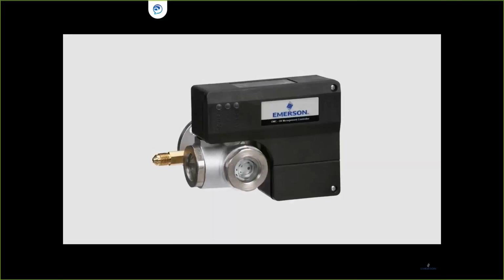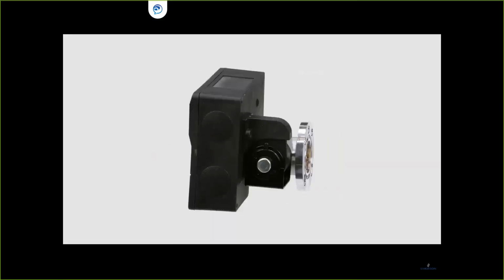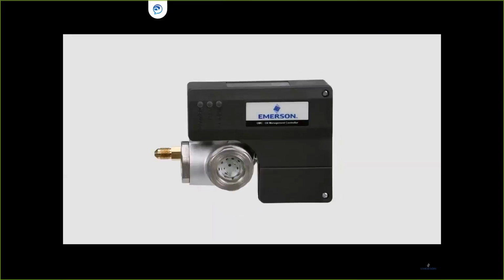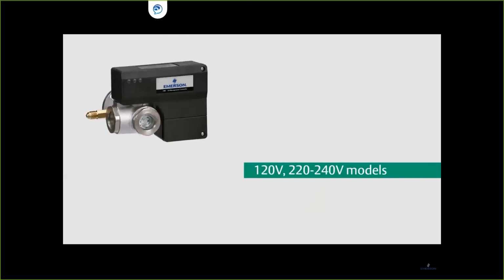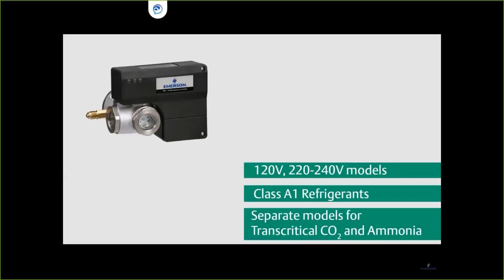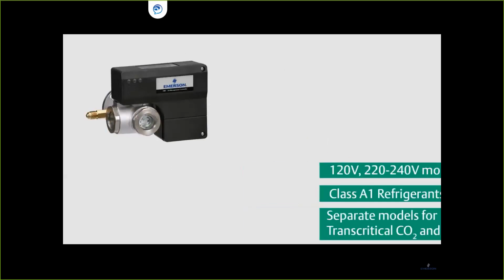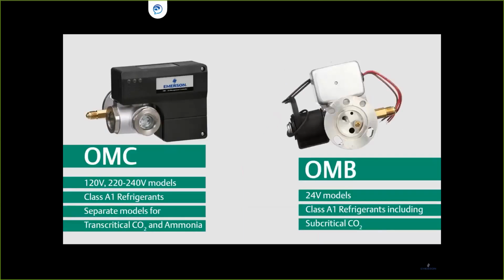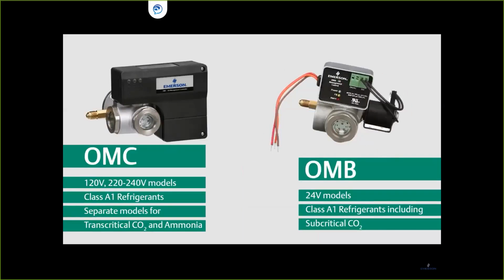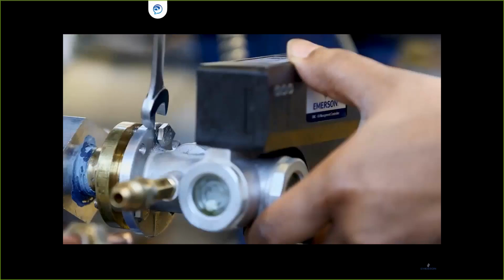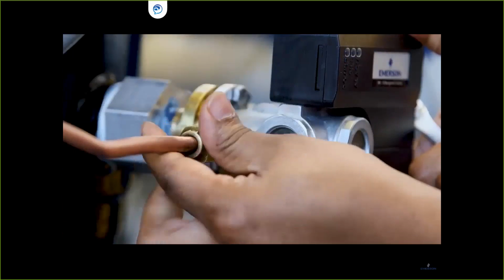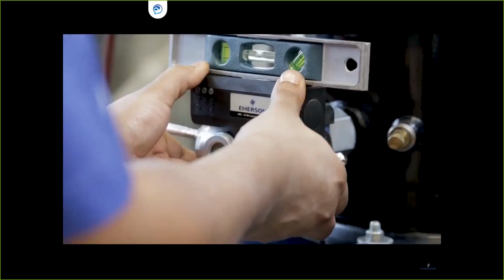The OMC oil management control from Emerson maintains a proper oil level in the compressor crankcase and is recommended for multiple parallel compressor applications. The OMC is available in 120-volt and 240-volt models, eliminating the need for a step-down transformer, which is often required when using a 24-volt control. Special models are also available for transcritical CO2 and ammonia applications. The OMB oil management control is available in 24-volt models and is suitable for subcritical CO2 applications. The Emerson OMC is easy to install and serves as a drop-in replacement for multiple compressor types and manufacturers. Just select the appropriate adapter, which is sold separately.